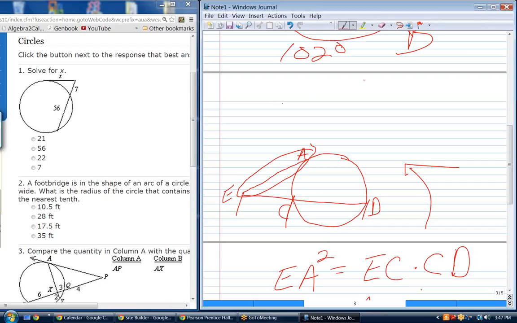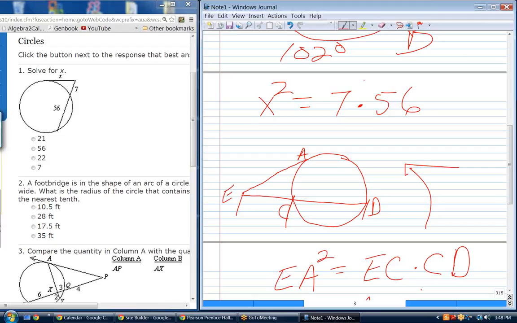7 squared. No. It's the tangent line that's squared. Oh, so it's x squared equals 7 times 56. Correct. I'll let you solve. Do you have a calculator? Yeah, I do. I'll enter it in real quick. What's the square root of 7 times 56?